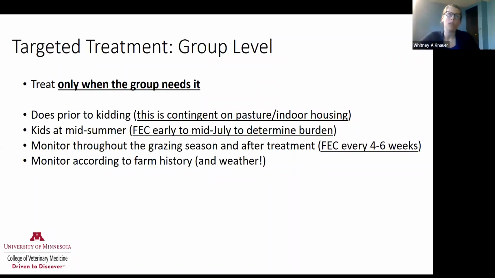Or we could monitor according to farm history. So based on what you've done in the past, what the weather is this year, what it was last year, and what kind of things maybe you're not using as a pasture that you know is dirty or contaminated.